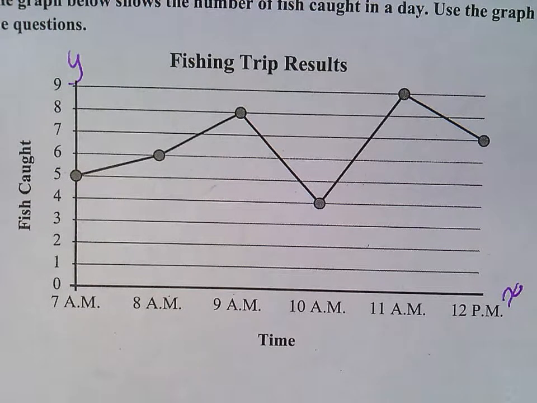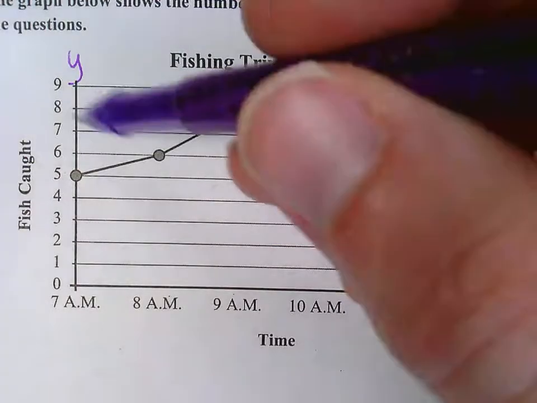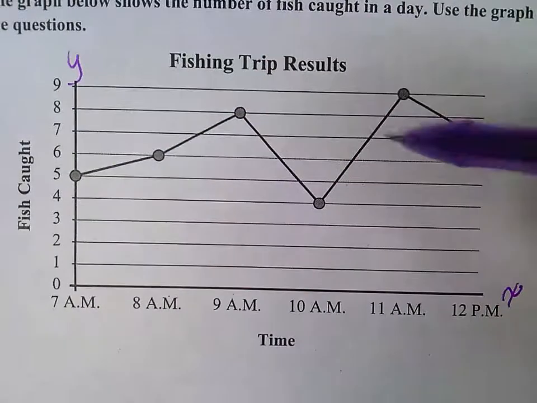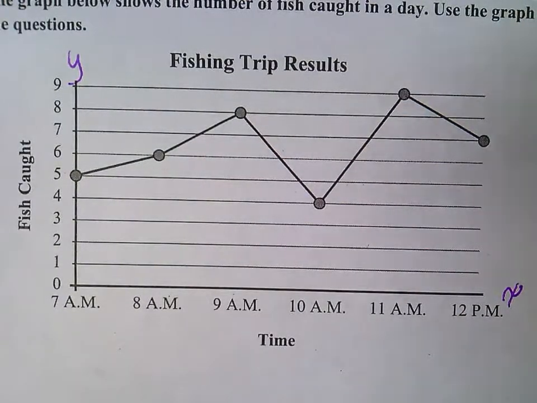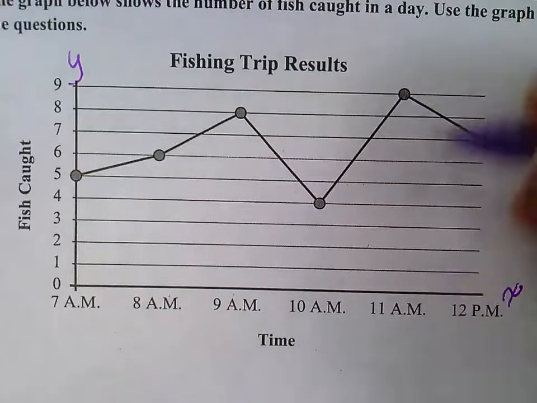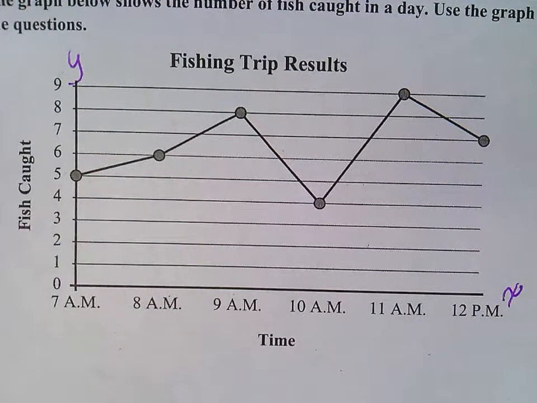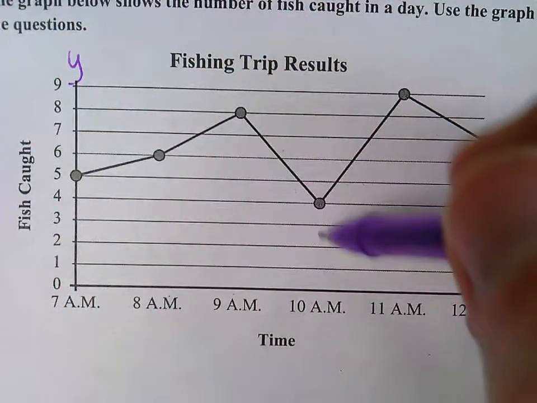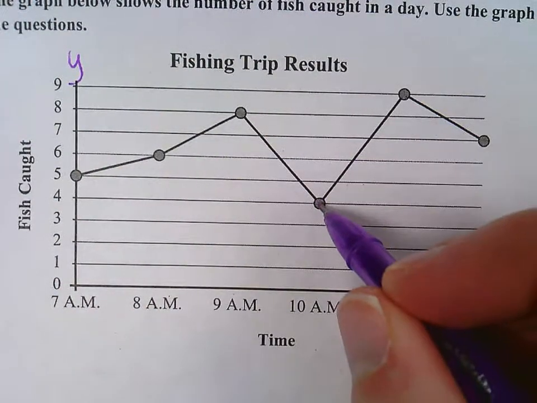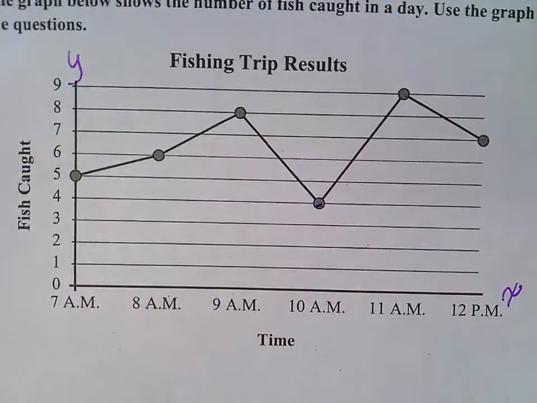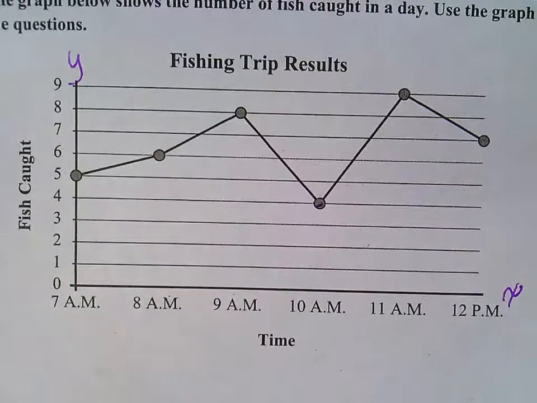You might also get questions like which is the most, or which one's the greatest. Well, in that case, you just find the highest point on your line graph. So the most fish, or the highest amount of fish, was caught at 11 a.m. You might also get asked what's the smallest or least. In that case, you just find the lowest point on your line graph, which was here at 10 a.m., and there were only 4 fish caught during that time.